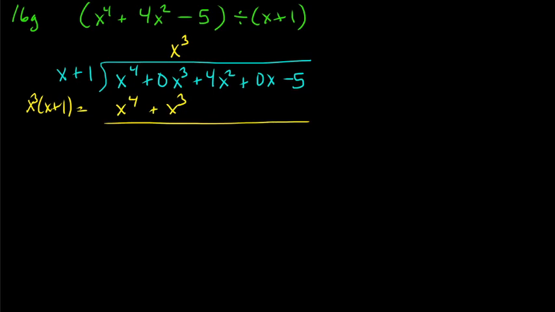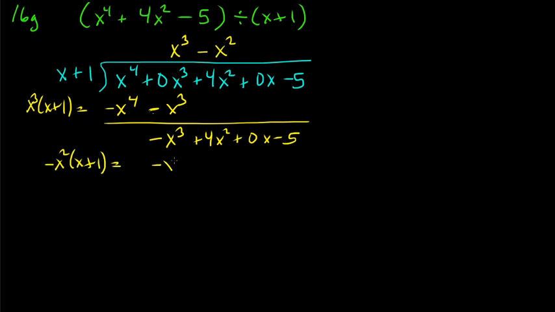Again, the signs are both positive. Let's change them to both negative. And when we add, we just get negative x cubed, plus 4x squared plus 0x minus 5. So now we divide negative x cubed by x. We just get negative x squared. So multiply negative x squared times x plus 1. You get negative x cubed minus x squared. Here the signs are negative. Flip them to positive. So when you add, you get 5x squared plus 0x minus 5.